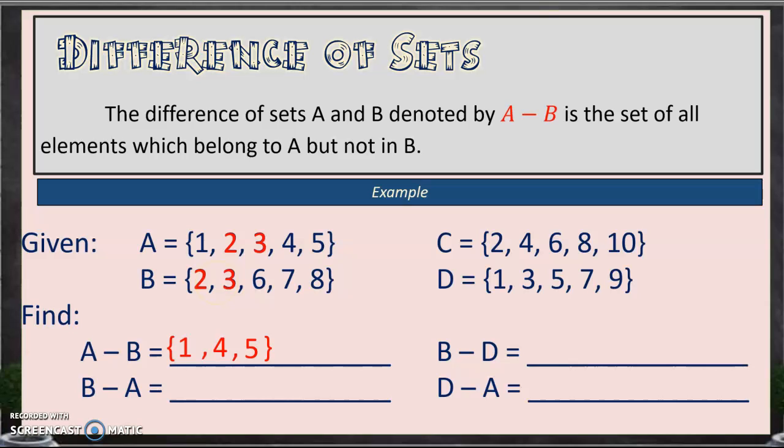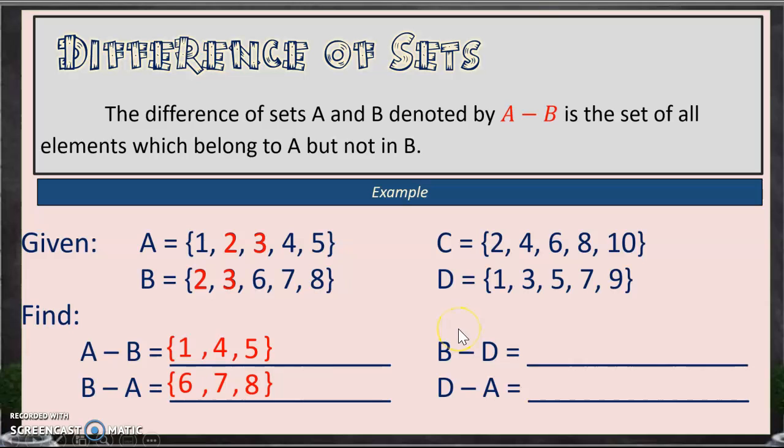Next, B minus A. These are the elements that belong to B but not in A. They have common elements 2 and 3. So we have 6, 7, 8. These are the elements of set B that are not in set A. So 6, 7, 8.